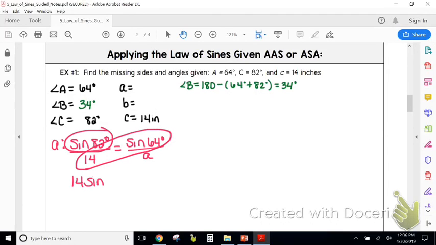Why did you do the 82 and 64? Because that fell into my formula. It was sine of angle C over side C equals sine of angle A over side A. So we're going to get side A is equal to 14 times sine of 64 degrees over sine of 82 degrees. Now, what mode does my calculator need to be in since I'm hitting the sine button? Degrees, because that's what my angle is.